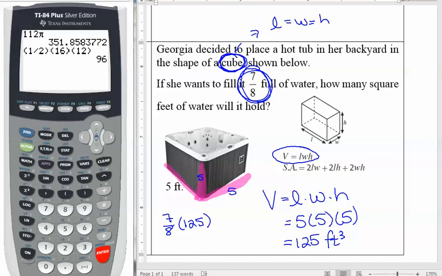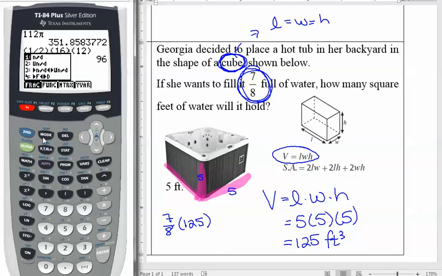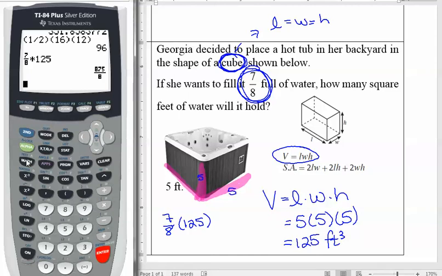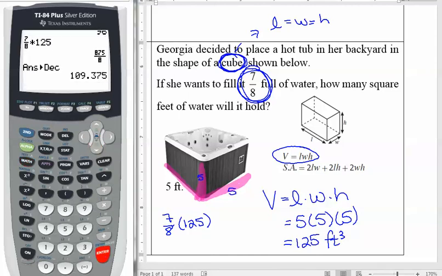And when I do that in my calculator, instead of using 7 divided by 8, I'm going to hit alpha y equals, and you can see I can put in fractions, which is kind of nice. I'm going to do 7/8, and I'm just going to multiply that by 125. And what do I get? Oh, another fraction. Well, I can turn that into a decimal, no problem. And what do I get? 109.375 feet cubed. And since it didn't really tell me how many decimal places and it kind of truncated off, I'm going to go ahead and keep it like that.